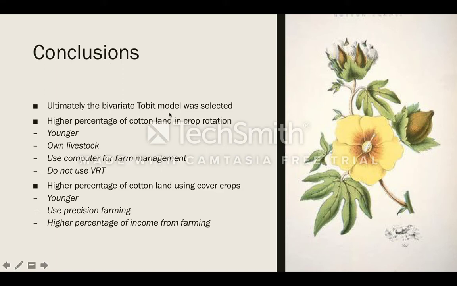with that model, I concluded that younger farmers who own livestock in addition to their cotton land and use a computer for farm management and that don't use variable rate technology have the highest percentage of their cotton land in crop rotation. And then younger farmers who use precision farming and have a higher percentage of their annual income coming from farming have the highest percentage of cotton land using cover crops.